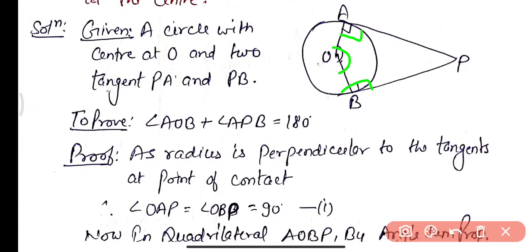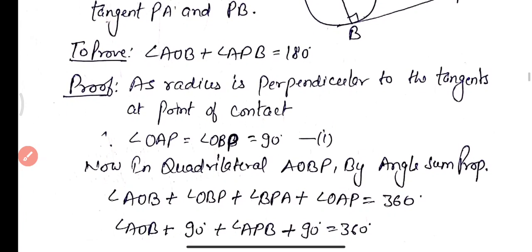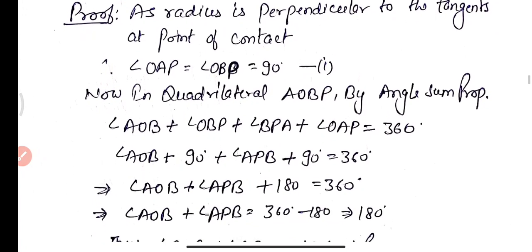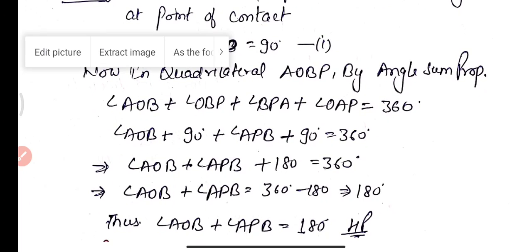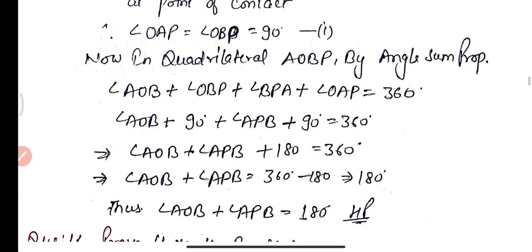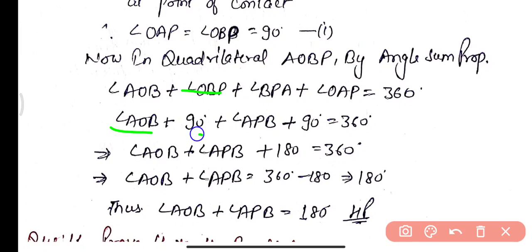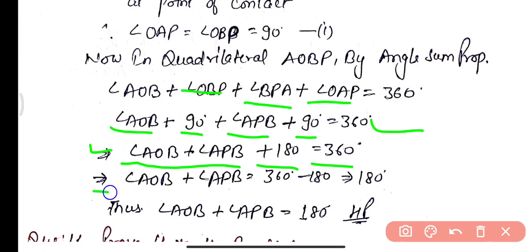And AOBP is a quadrilateral. So by angle sum property we can find the sum of these two angles. So now in quadrilateral AOBP, by using angle sum property, AOB plus OBP plus BPA plus OAP equals 360 degree. So now AOB plus OBP is 90 degree, plus APB plus OAP is 90 degree, equals 360 degree. So AOB plus APB plus 180 equals 360 degree, and AOB plus APB equals 360 minus 180 equals 180 degree. That means the sum of these two angles is 180 degree.